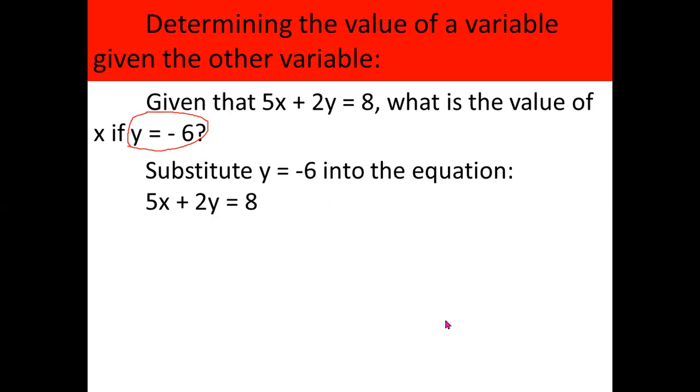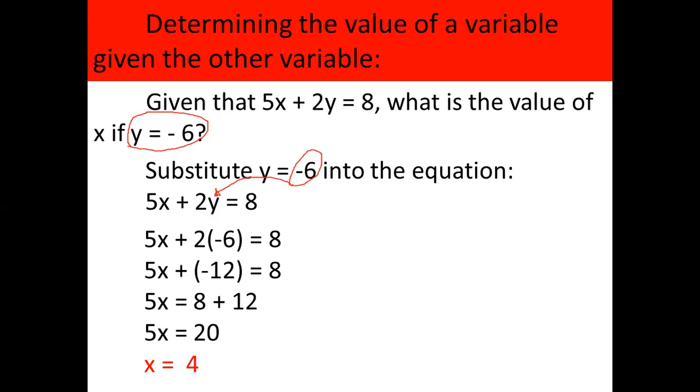So y is negative 6. We substitute that negative 6 into the value of 2y. All right. So therefore, you now have 5x plus 2 times negative 6 equals 8. 2 times negative 6 is negative 12. All right. So you now have 5x minus 12. And take note, we transpose negative 12 to the right. So therefore, it becomes positive. Okay, so 5x equals 20.